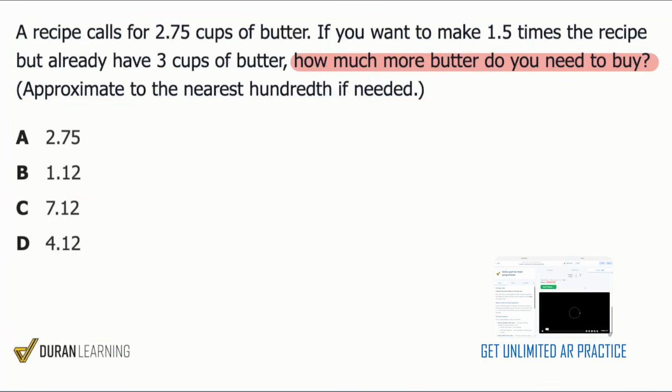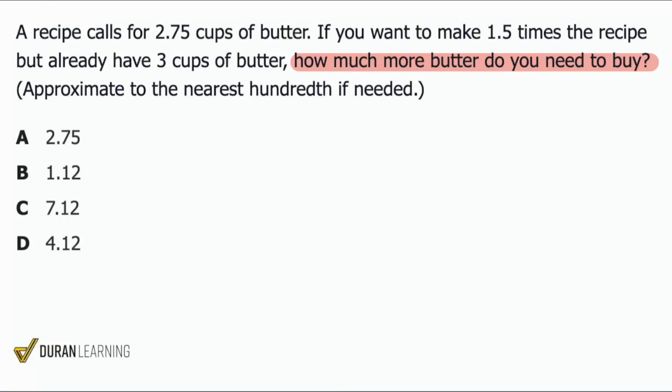But the real question is, what are we going to be subtracting, right? Because there's something that happens before you can subtract. So let's go through the story of the problem together. That's what it's always going to be about. Here, our recipe calls for 2.75 cups of butter. If you want to make 1.5 times the recipe, but you already have 3 cups of butter, how much more do you need? So here's how I'm going to handle this.